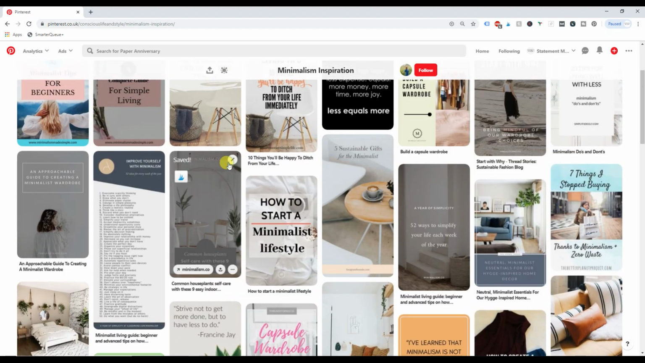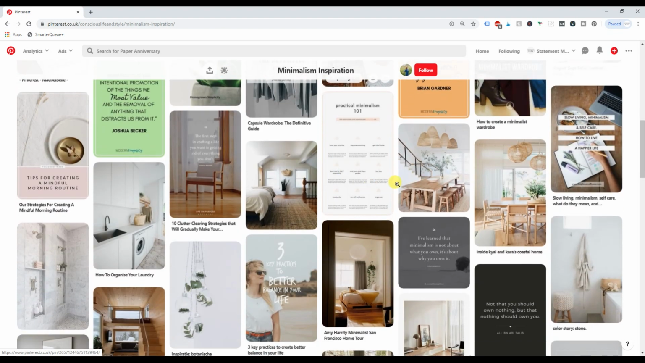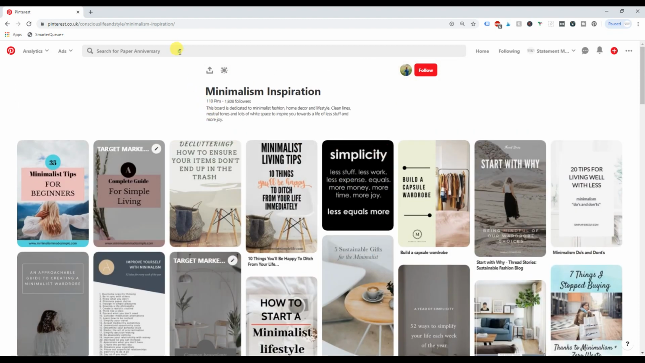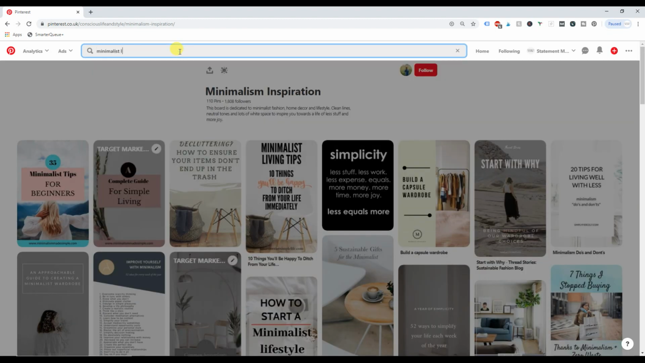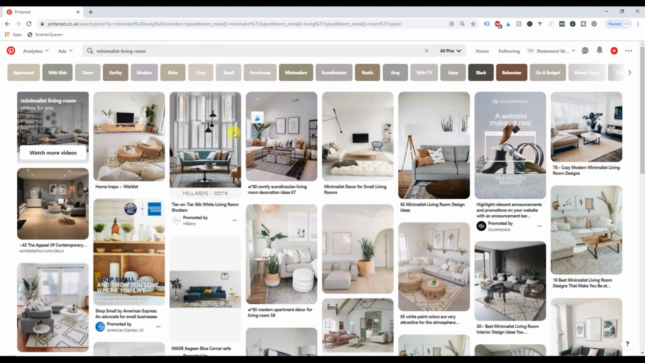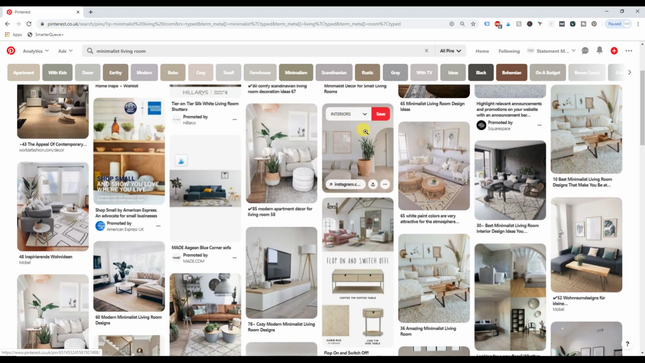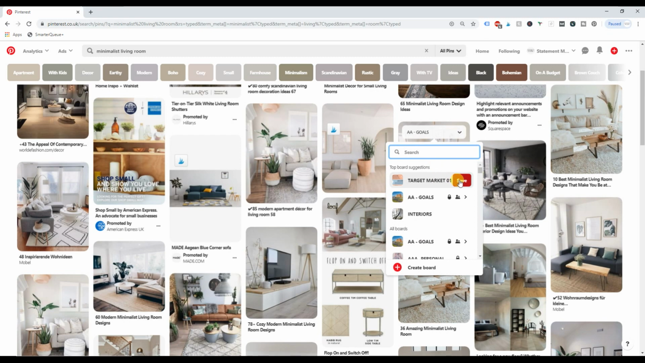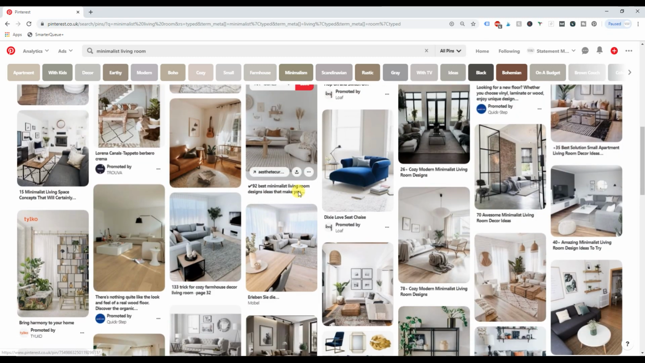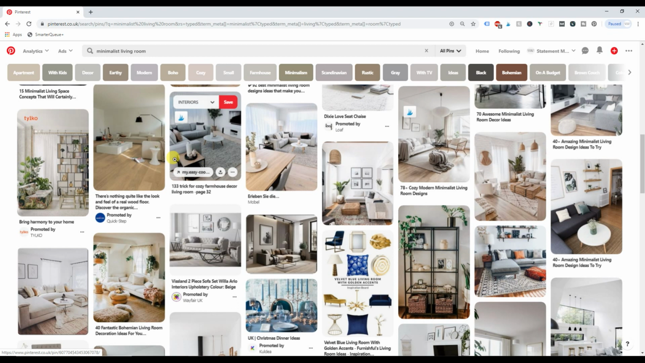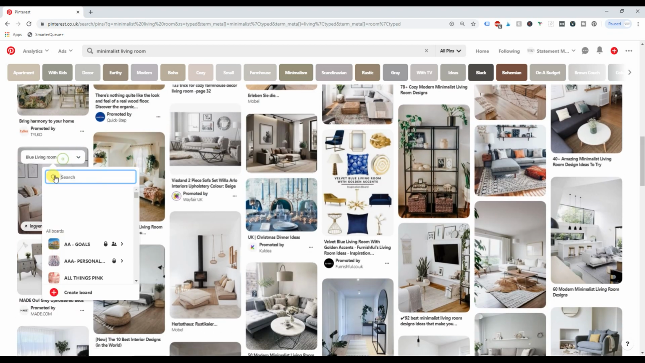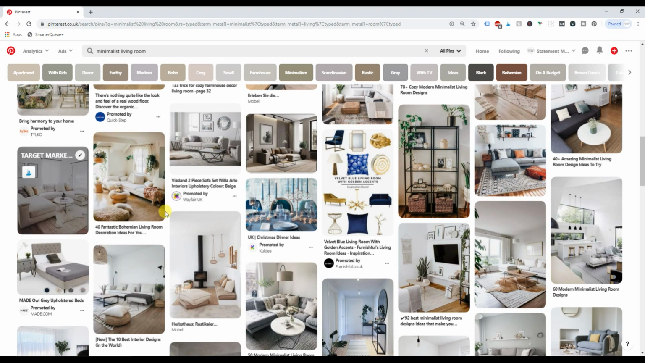In fact, I am going to do minimalist living room, and I'm just going to go around the imaginary home of my target market. I'm going to save what I feel like they wish their home was like. Obviously they've got a hectic life. I don't think that their space will particularly be like this, but the whole idea of people being attracted to your brand and therefore your product is the feeling that your product gives them.